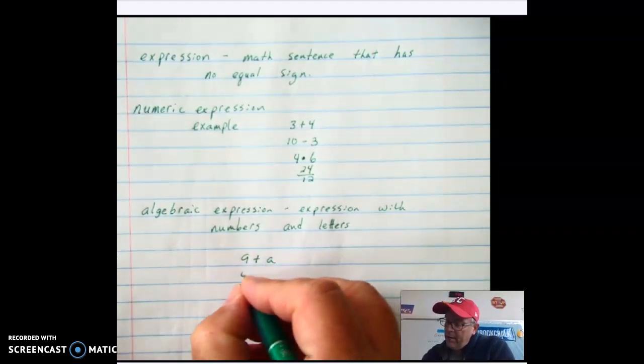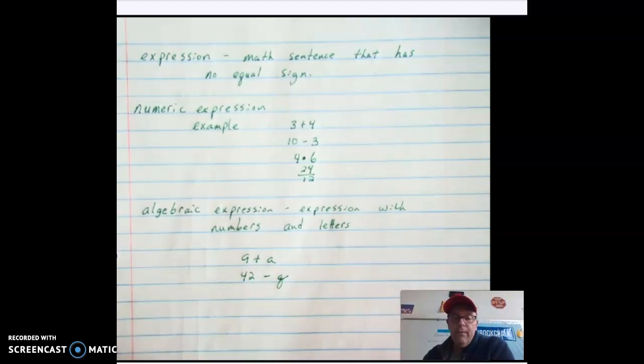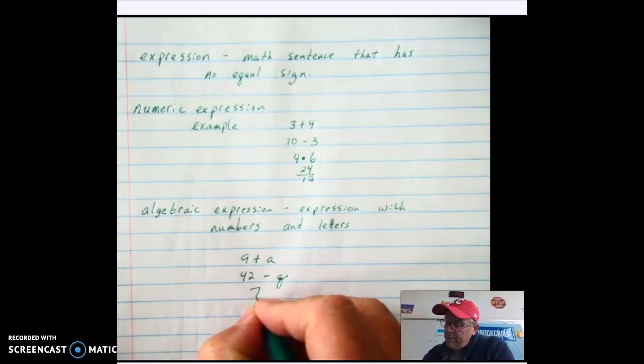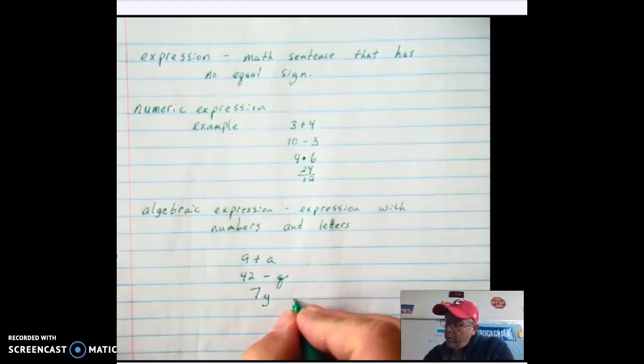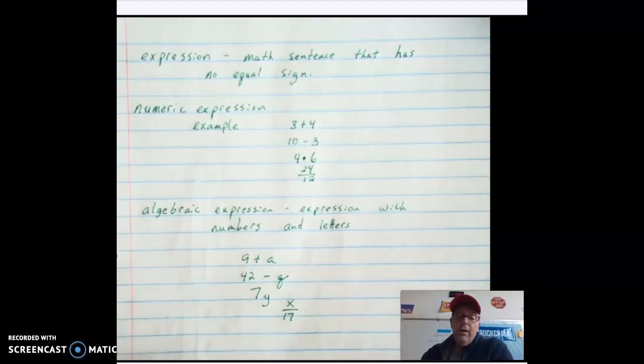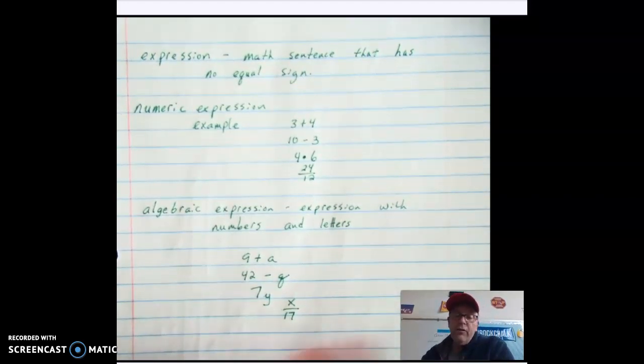You could have 42 minus Q. You could have 7Y. Or you could have x divided by 17. So those are all algebraic expressions. Expressions because they don't have an equal sign. Algebraic because they have numbers and letters.